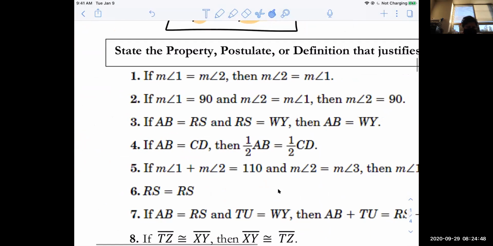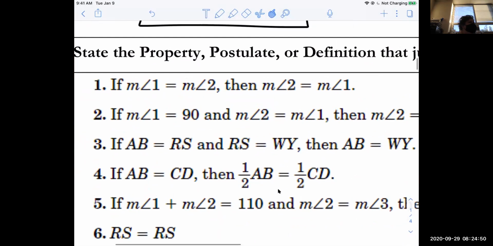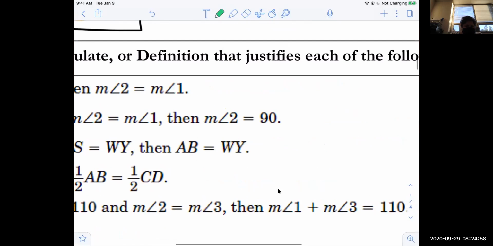Here, if the measure of angle 1 equals measure of angle 2, then the measure of angle 2 equals measure of angle 1. Symmetric. So you're flipping the two sides to get the conclusion. Property of equality because they're equations.